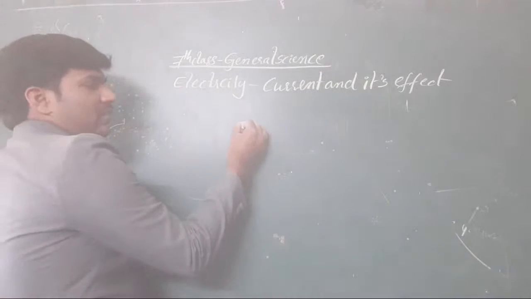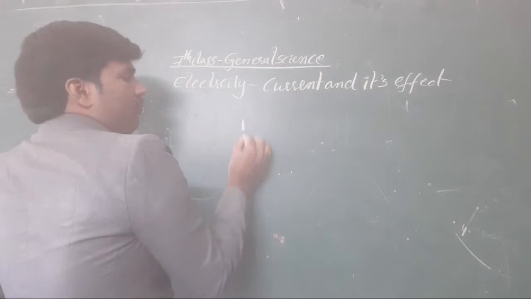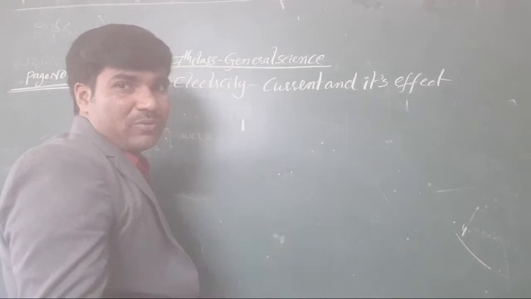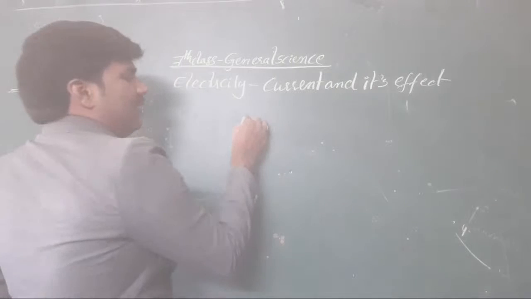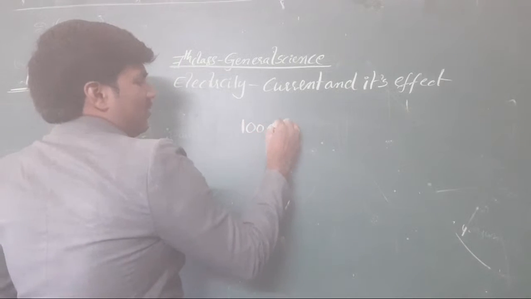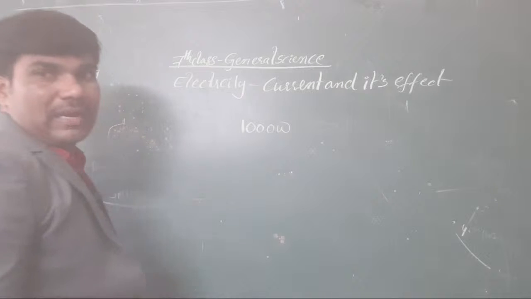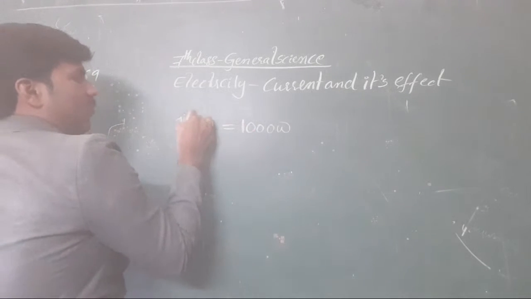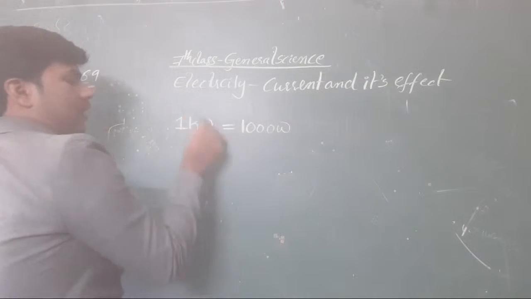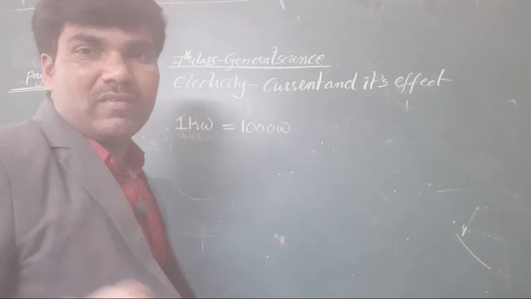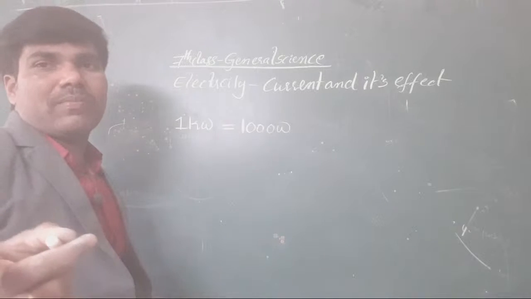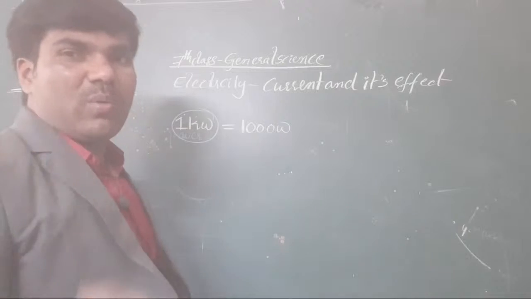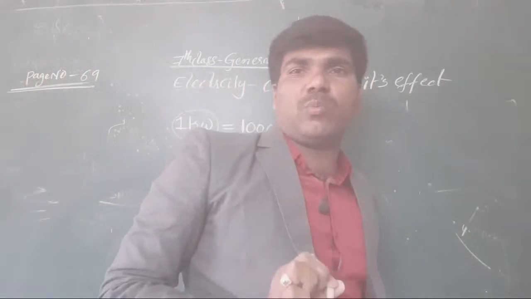In our home, a watt is a very small unit of power. That's why we take 1,000 watts at minimum. That 1,000 watts is only called what? 1 kilowatt. 1,000 watts is equal to 1 kilowatt, okay? It is written as 1 kilowatt, or 1 kilowatt is equal to 1,000 watts.